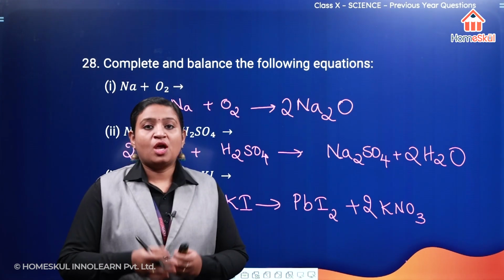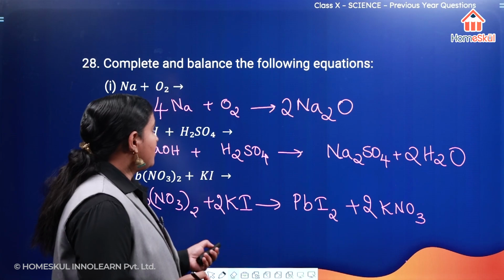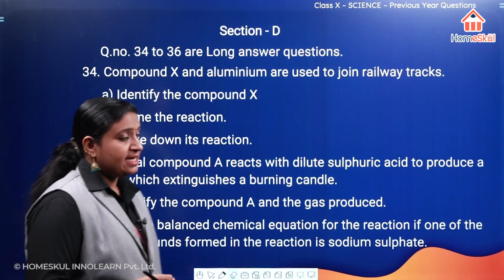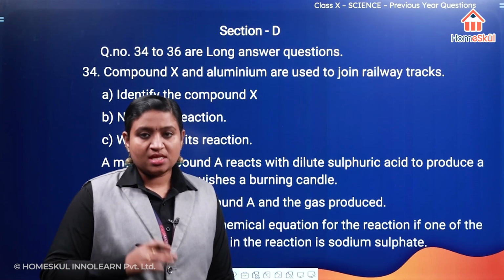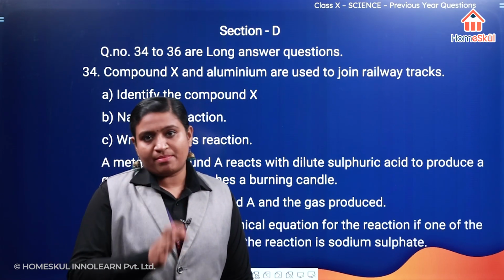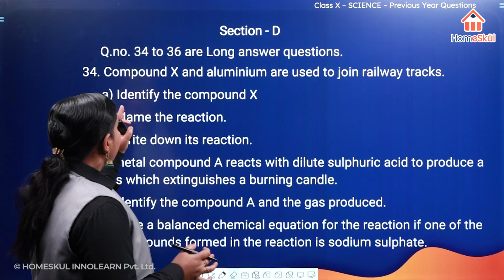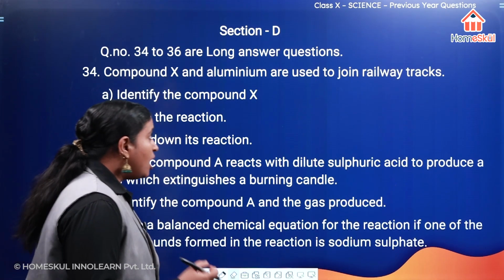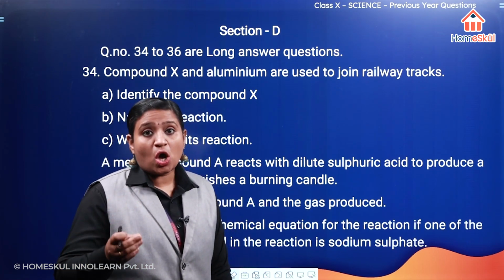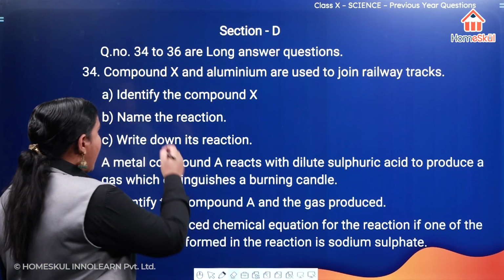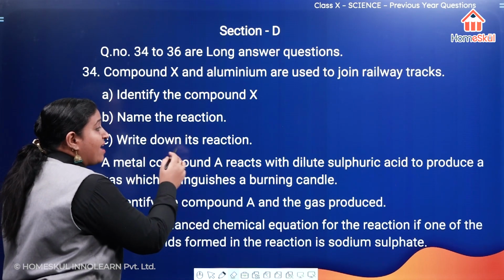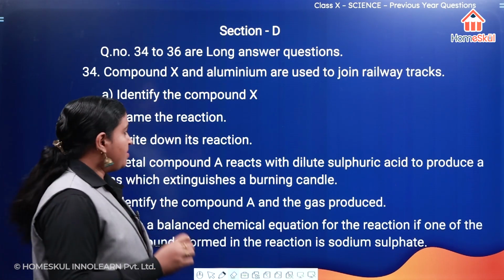Okay, children. Moving to the next section. Section D. So, here question number 34 to 36 are long answer questions. So, each question carries 5 marks. Okay. Here, the first part of the question is, a compound X and aluminium are used to join railway tracks. Identify the compound X, name the reaction and write down its reaction.